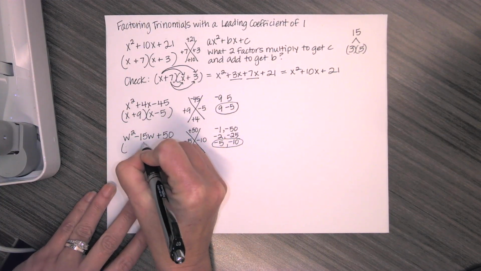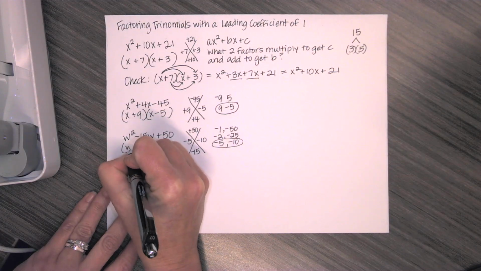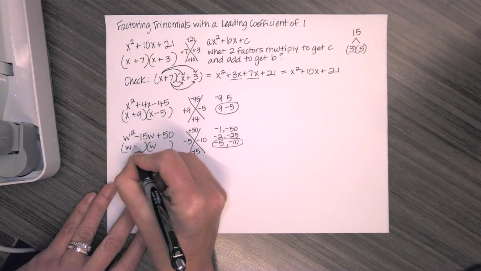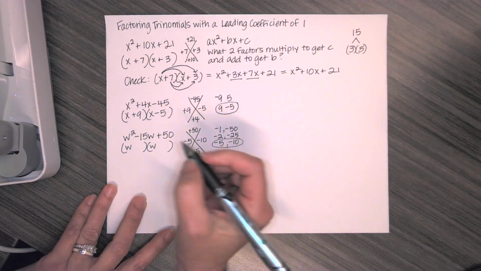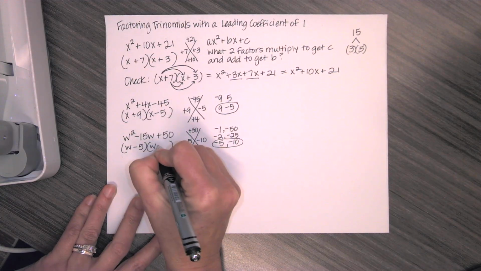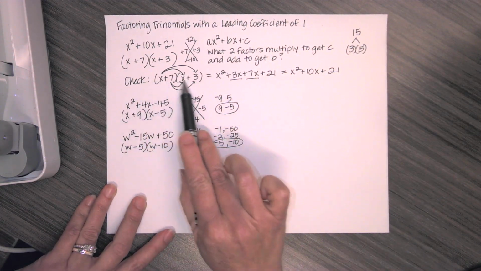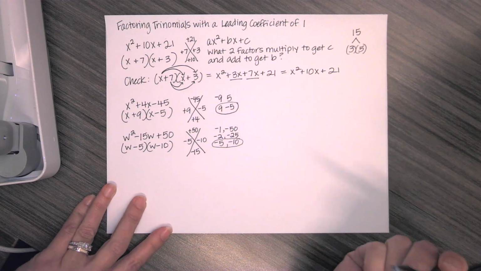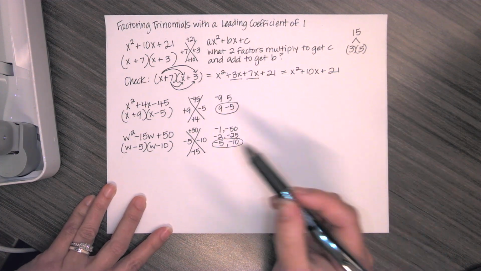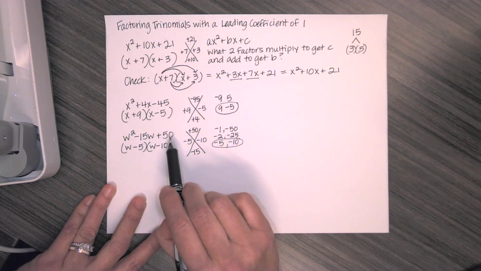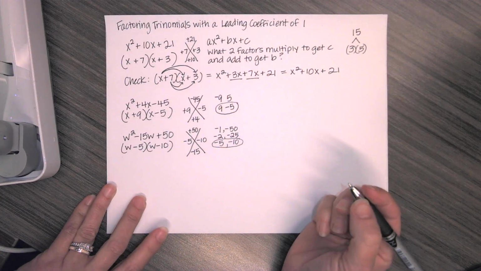All right, that means those are the numbers we'll fill into the parentheses in our factors. w times w is w squared, negative 5, and negative 10. And again, this is how you would check if you wanted to. You would distribute those back out, and it should give you the trinomial that you started with.